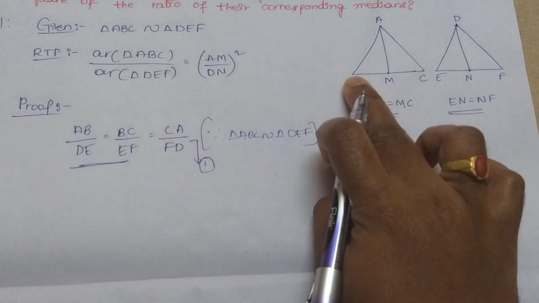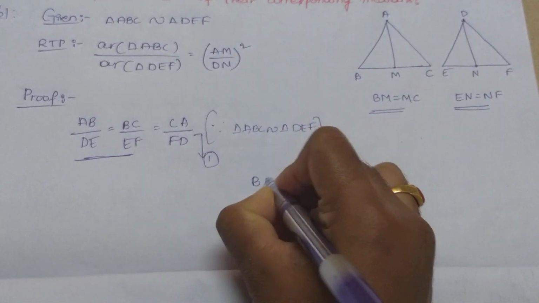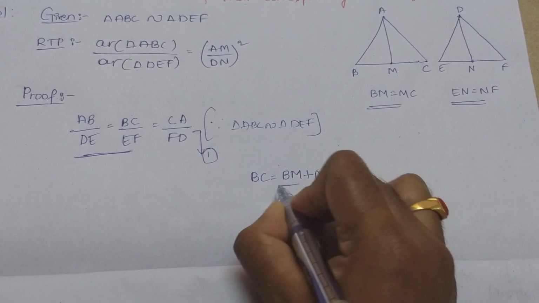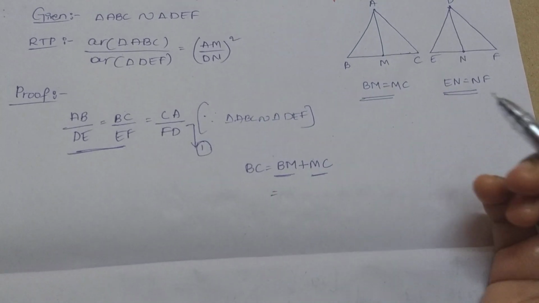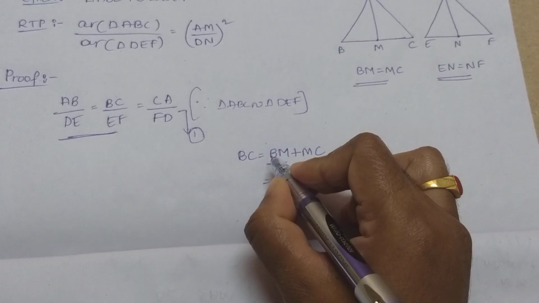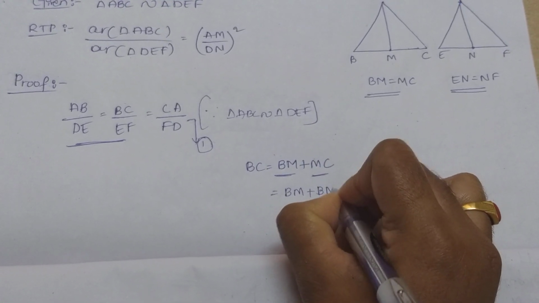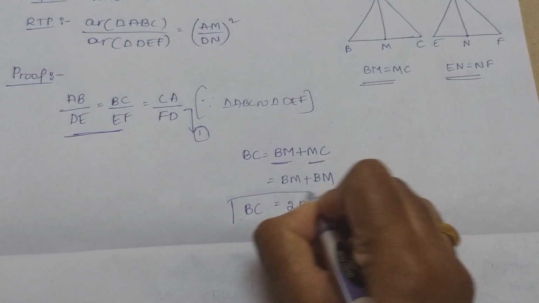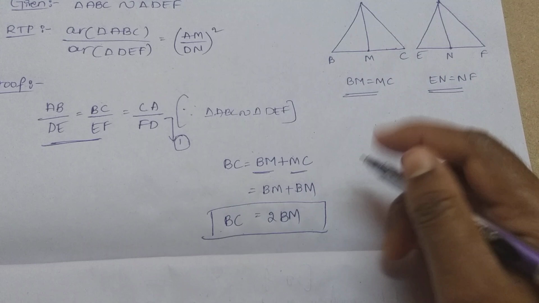From the figure, we can write BC as BM plus MC. So BC equals BM plus MC. In the place of BM, can I write MC? Or in the place of MC, can I write BM? Anything is the same because both are equal since M is the midpoint. So in the place of MC, I am writing BM. BM plus BM equals 2BM. BC equals 2BM. Either of it you can do, but here I am taking BM.